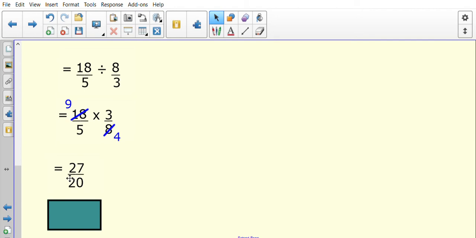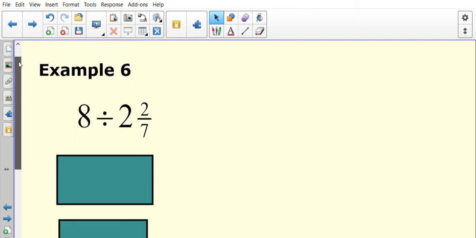And then, of course, we've got an improper fraction here. So changing that back into a mixed number, 20 goes into 27 once with 7 left over. So 1 and 7 over 20 is your final answer.